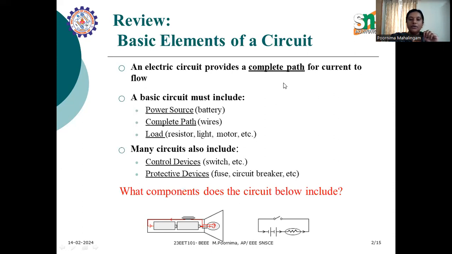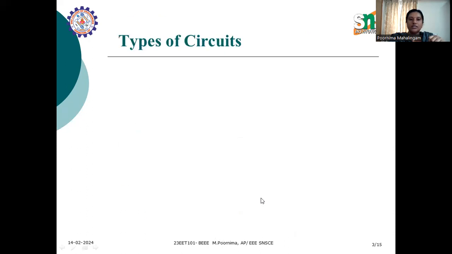Now, what components do circuits belong to? The answer is load, path, source, and control. We have the load, we have the path, we have the source, and finally we have a control. Okay. Next thing is types of circuits.